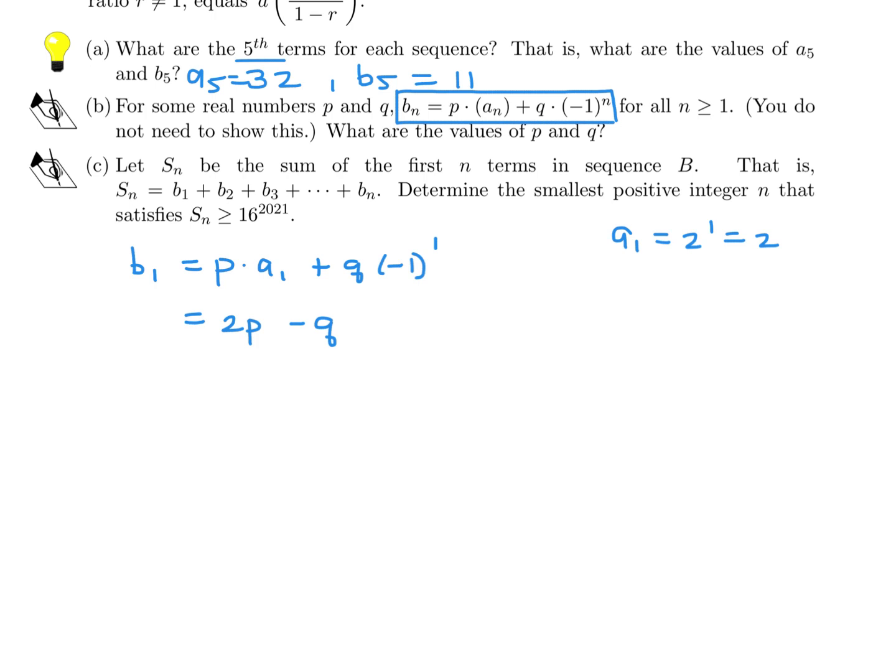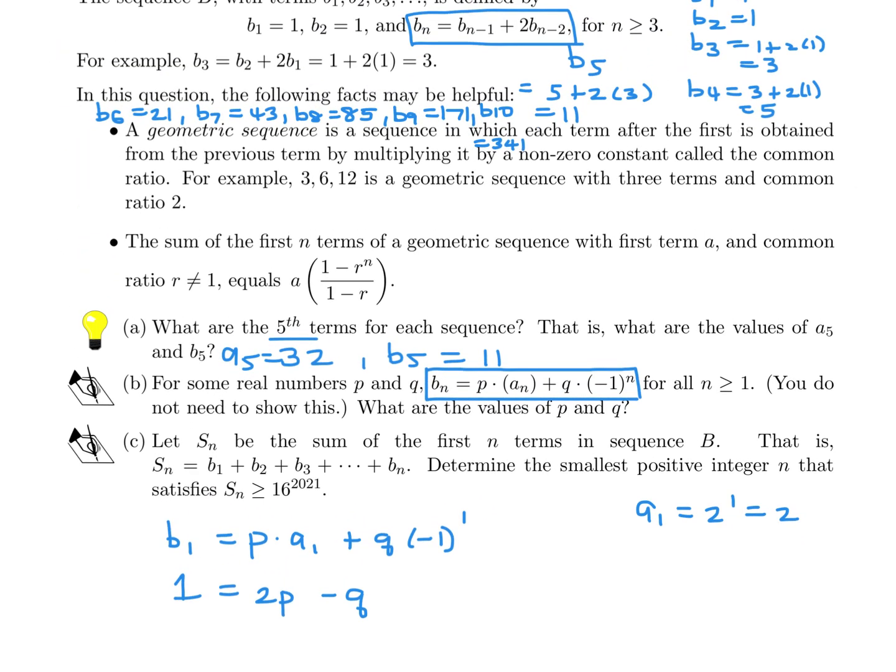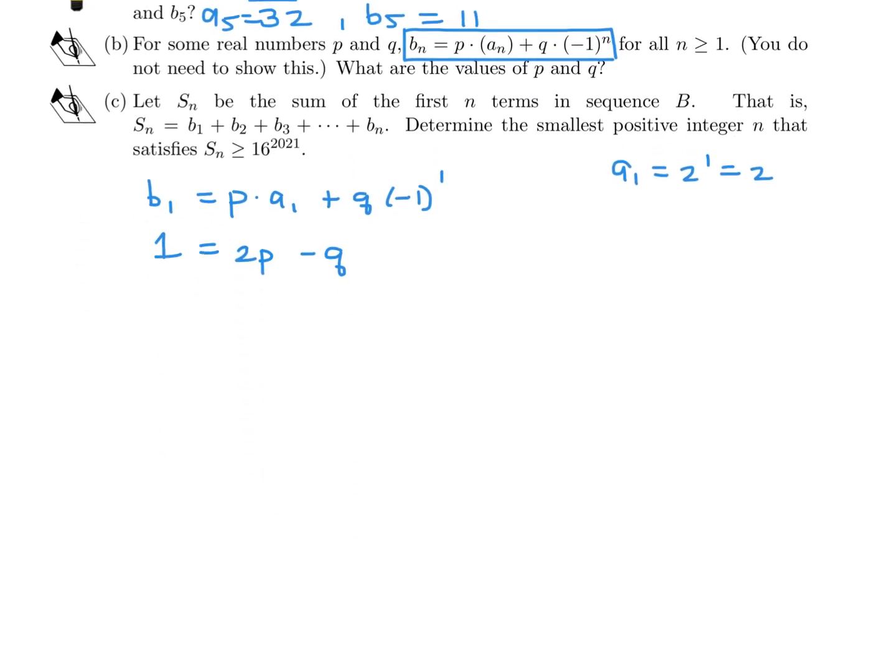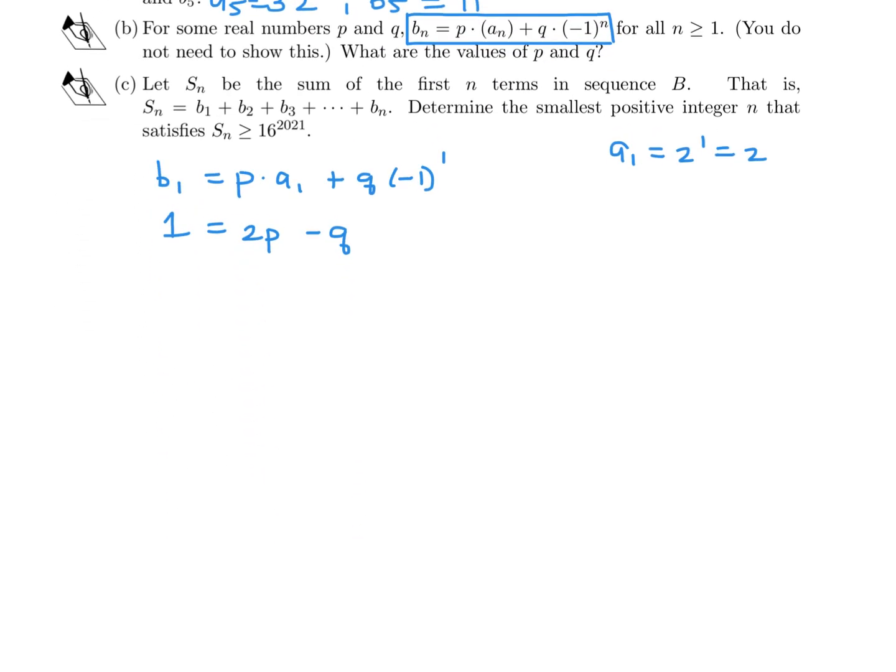Okay, so that's B1, I believe. 2P plus -Q. And B1, I can actually even plug in B1. B1 I know is 1. That's given in the question, actually. Upstairs here. Right there. B1 is 1. Okay, B2 is 1, so that's good. Let's just use this formula again to figure out B2, and then hopefully that should be enough.